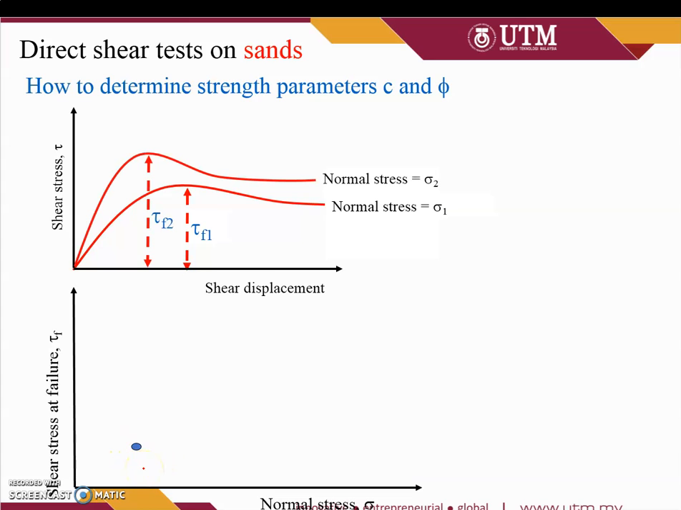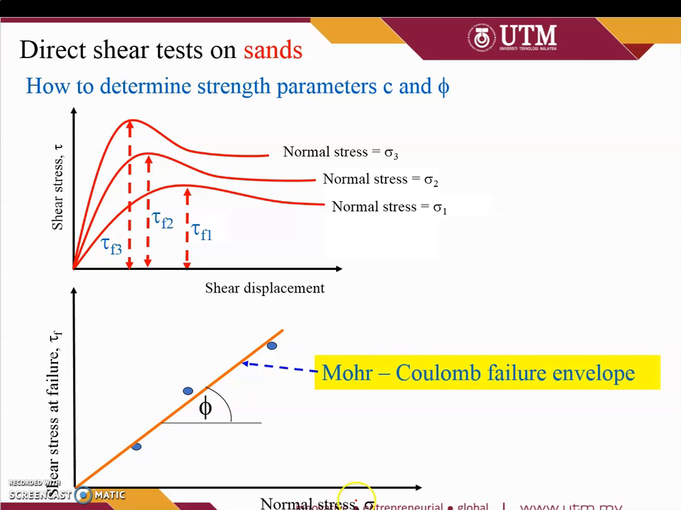If you have a second sample result, we have another tau at failure at 2, so we can plot another result in the graph of tau at failure versus the normal stress. And similarly, we redo for the third sample. And from here we can get the Mohr-Coulomb failure envelope, the failure line, and we can obtain the internal friction angle of the soil. So those are the parameters of our soil.